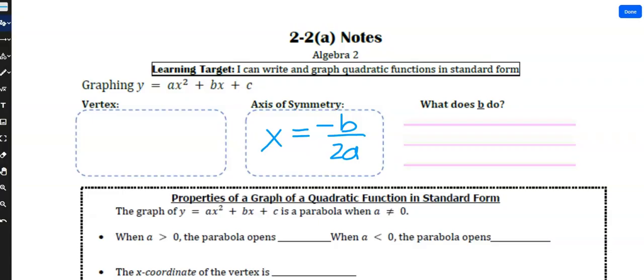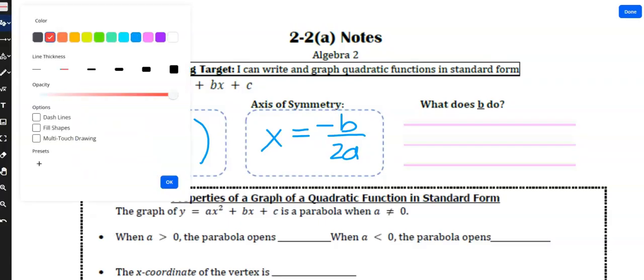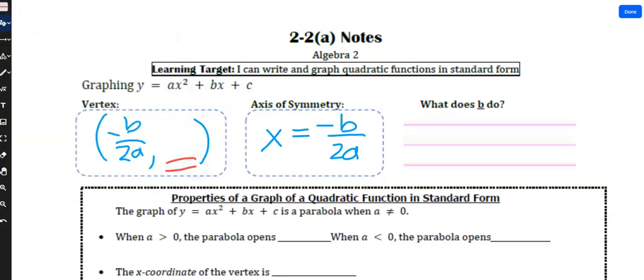Well, how does that relate to the vertex? Of course, that means that the x value is going to be the same, but how do you find the y value? What do you do once you find this x value? What do you do with it? Well, the answer is, if you want to find this part, plug in x to the equation. That's literally what you're going to have to do.